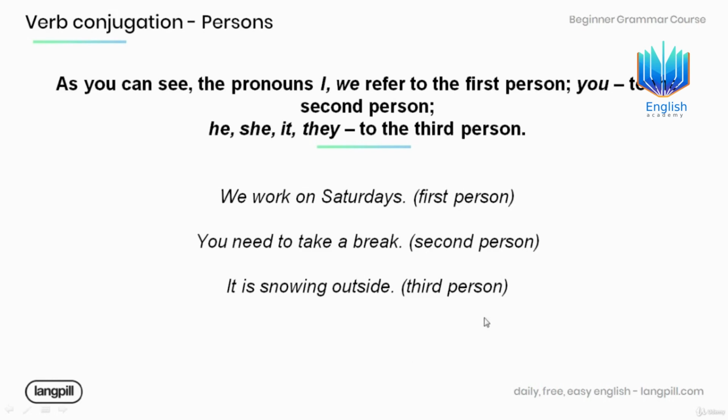Have a look at the examples below. We work on Saturdays. We is in the first person. You need to take a break. You is in the second person. It is snowing outside. It, third person.